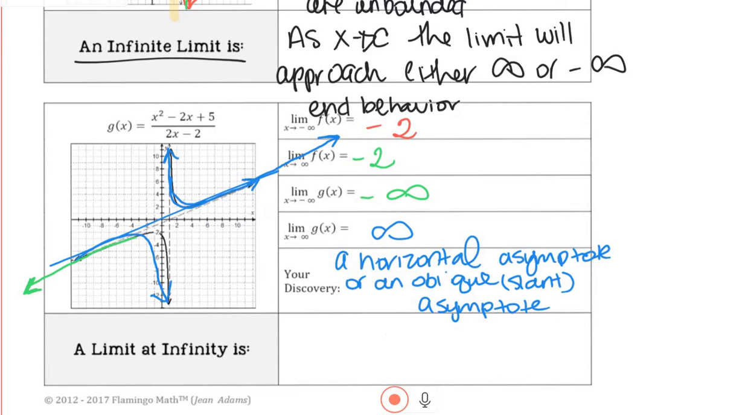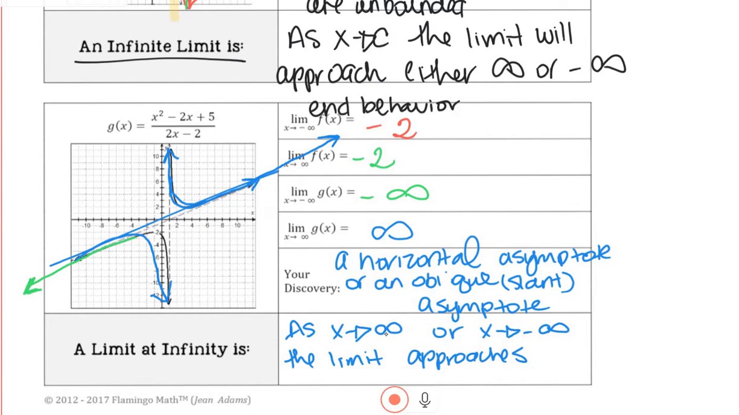So in order to give you a little bit more of a formal definition, a limit at infinity is as x approaches infinity, or, remember, x can approach negative infinity. You will see why it's important to check both. The limit is going to approach a specific y value, as we saw in the f of x graph, or it's going to be unbounded, as we saw in the g of x graph.